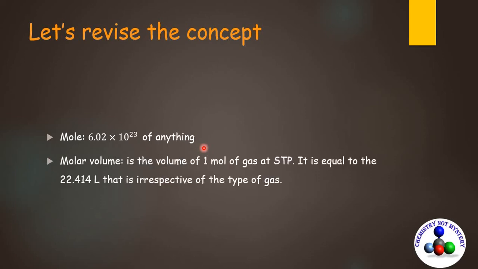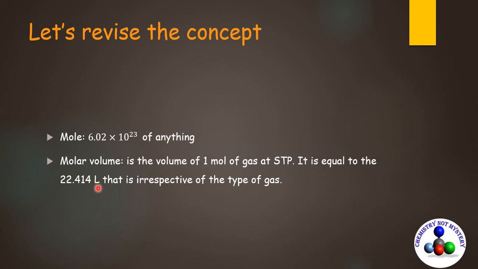Molar volume is the volume of 1 mole of any gas at STP. It is equal to 22.414 liter, irrespective of the type of gas. For example, molar volume of hydrogen or oxygen or chlorine, whatever the gas is, it is always equal to 22.414 liter or 22.414 dm³. I hope now you have revised the mole concept.